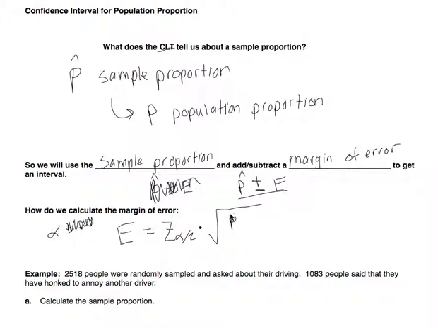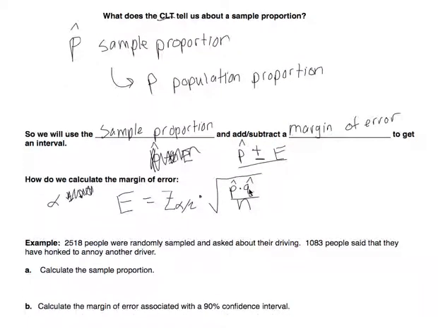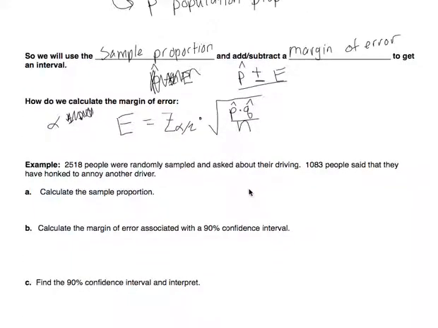It's going to be the square root of p hat times q hat, which is just 1 minus p hat, all over n. So this is going to be the formula for the margin of error that we're going to add to the population proportion and subtract. So let's go down here and look at an example.